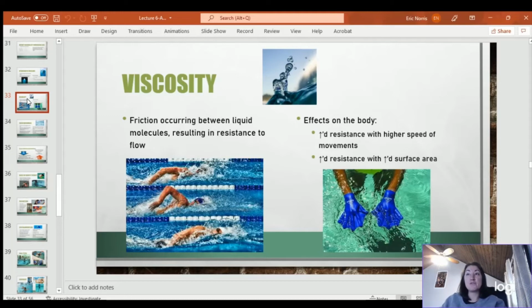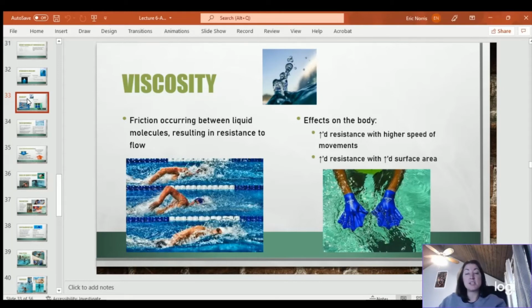Viscosity is the amount of friction occurring between liquid molecules, and this results in resistance to flow. So the effect on the body is that it increases the resistance with higher speeds of movement. If you're moving faster, there's more resistance going against you, and there's increased resistance with increased surface area, which is why somebody might put gloves on to use almost as a weight to increase the resistance with aquatic therapy. Sometimes they'll use paddle boards and push them down and up as a weight as well, because it increases the resistance, the more surface area that you're pushing against the water.